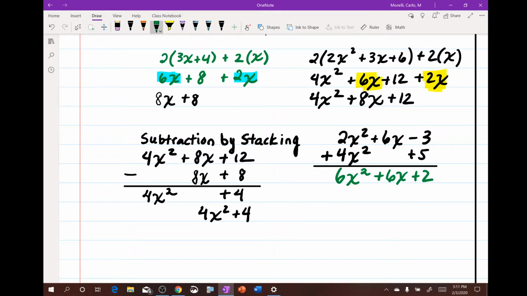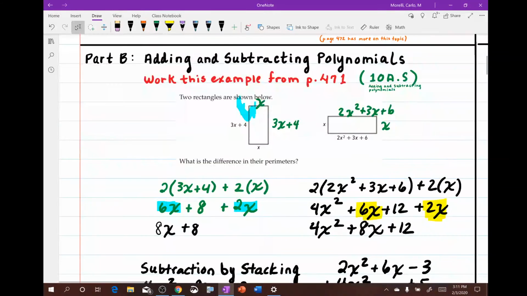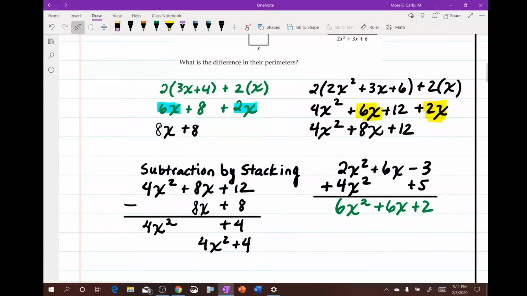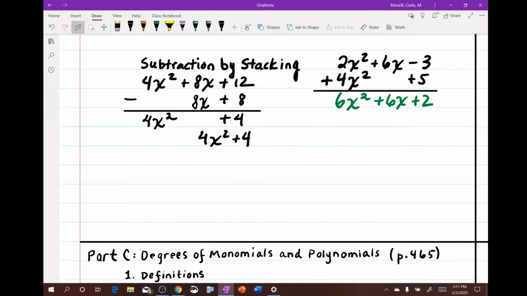That's T10A. That's a supporting standard. There will be a STAR test question about subtracting or adding polynomials, okay? That's as hard as it is, too. You can't use a calculator to do it, so I wanted to make sure you knew how.